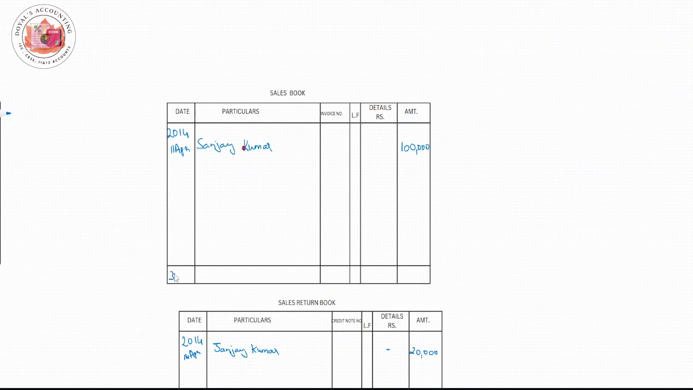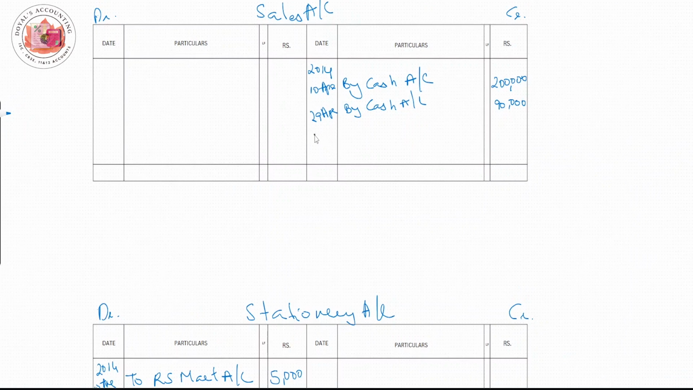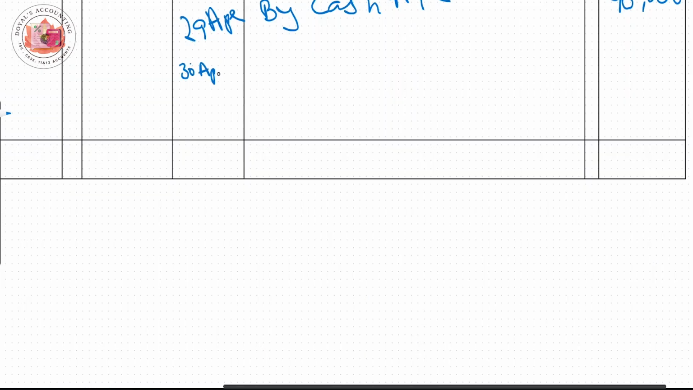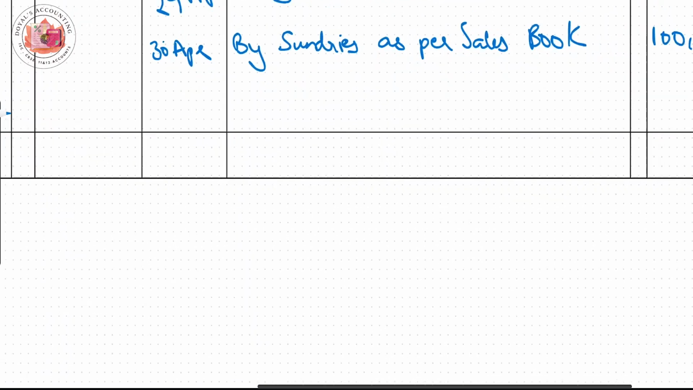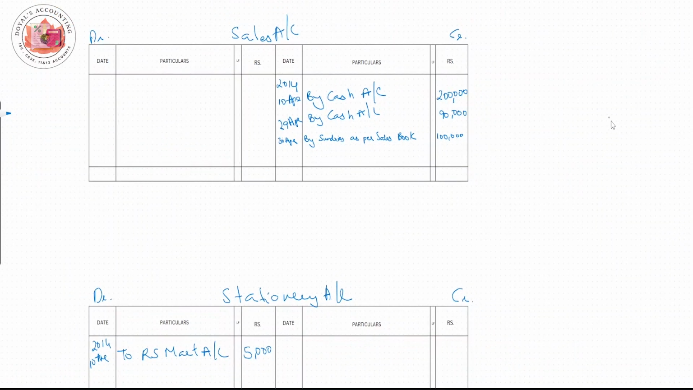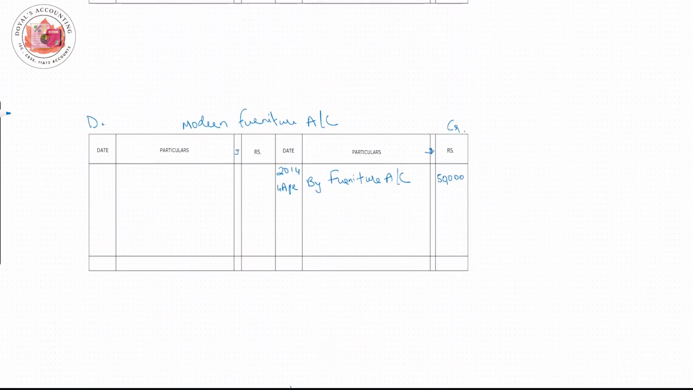30 April, sales account 1 lakh, and let's go to our sales account. 30 April, by sundries as per sales book. In my sales account, I will record whatever credit sales I have made. So my sundries as per sales book, that will come on the credit side.